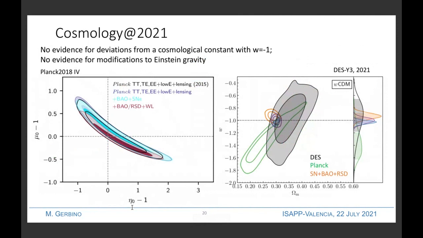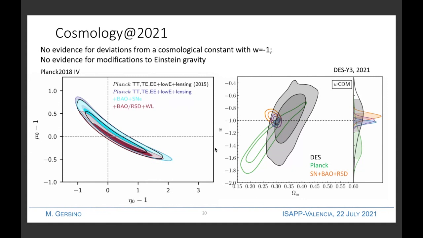We see no deviations also in terms of modification to the Einstein gravity. This plot on the left represents the current constraints that we have on some phenomenological parameters by means of which we can modify the Einstein equations. And we see the vertical lines here correspond to the expected values in general relativity, and we see no deviations from general relativity at all.